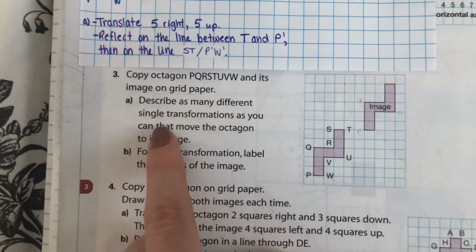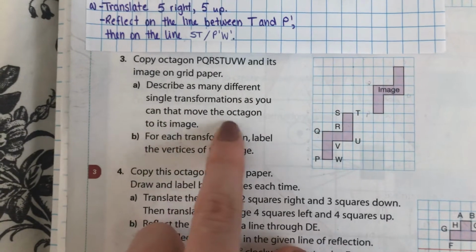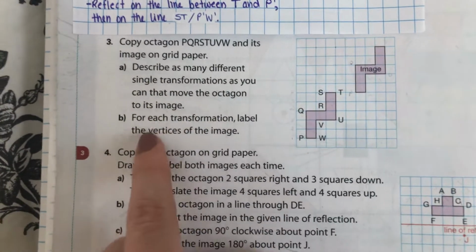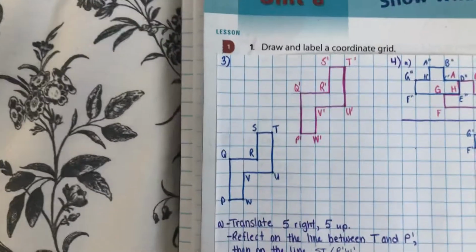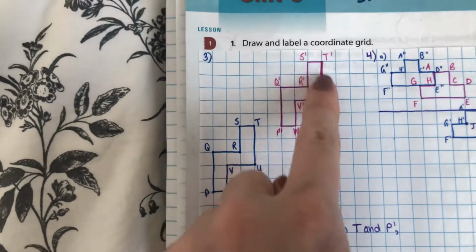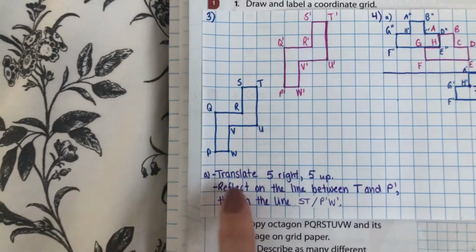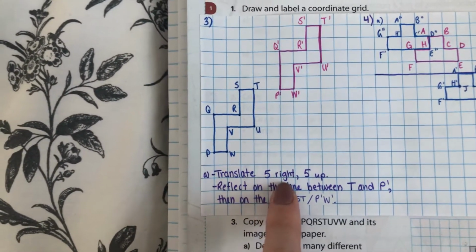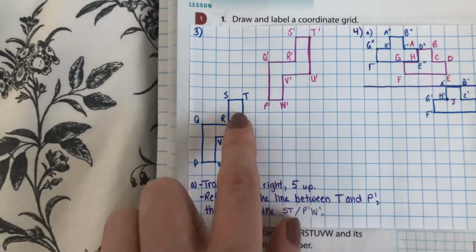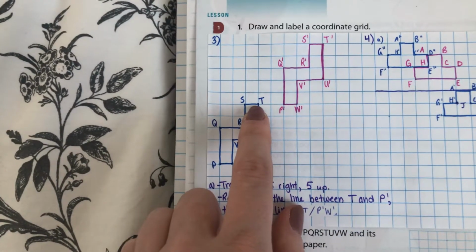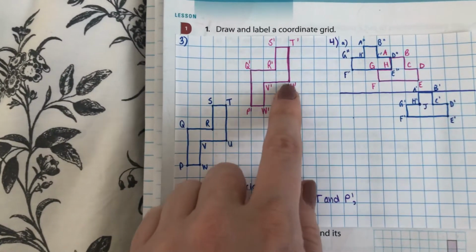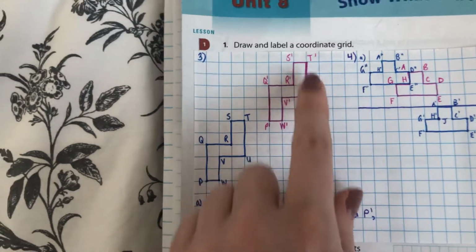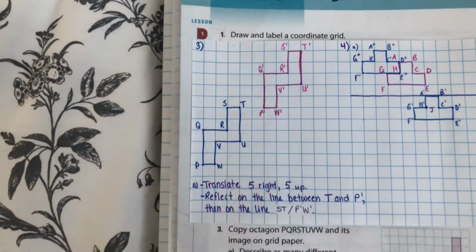Describe as many different single transformations as you can that move the octagon to its image. And for each transformation, label the vertices of the image, okay? So up here, I have the original, and here is the image. So one option you could do is translate 5 right and 5 up. So you can look at T, for example, 5 right, 1, 2, 3, 4, 5, and 5 up, 1, 2, 3, 4, 5. That is a single transformation.